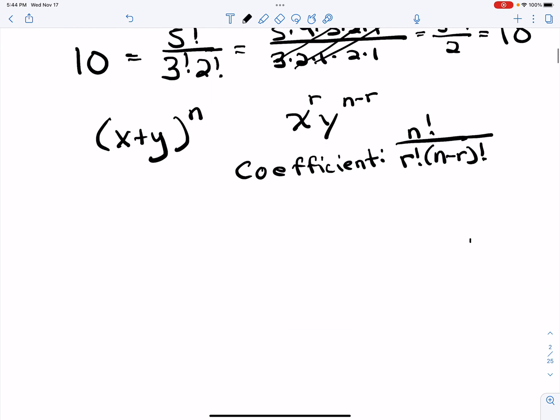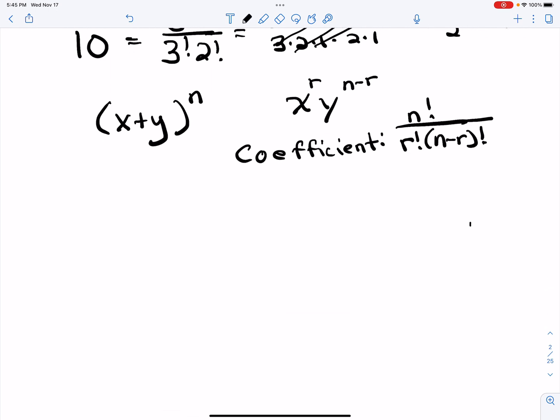Okay, and let's take this one step further. Hopefully you've already watched my videos on permutations and combinations. Because if you have, you might recognize that our formula here is the same as the formula for combinations.